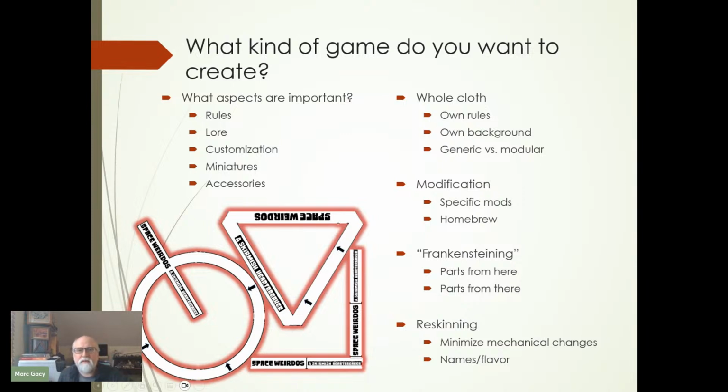And then reskinning, minimizing. So usually what you're doing is you're minimizing mechanical changes. You're maybe putting a couple little flavor things here and there, a couple little rule things here and there. But a lot of it is just names and flavor. And if you can get that names and flavor to feel right, you're good to go.